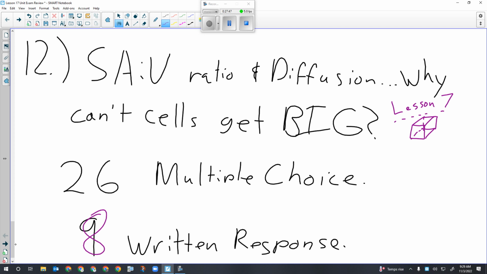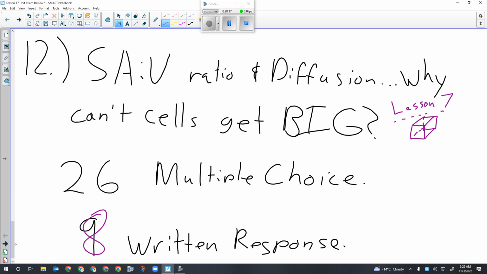Multicellularity and specialization. Plant transport, cellular transport, and cell size. That's what's on there.